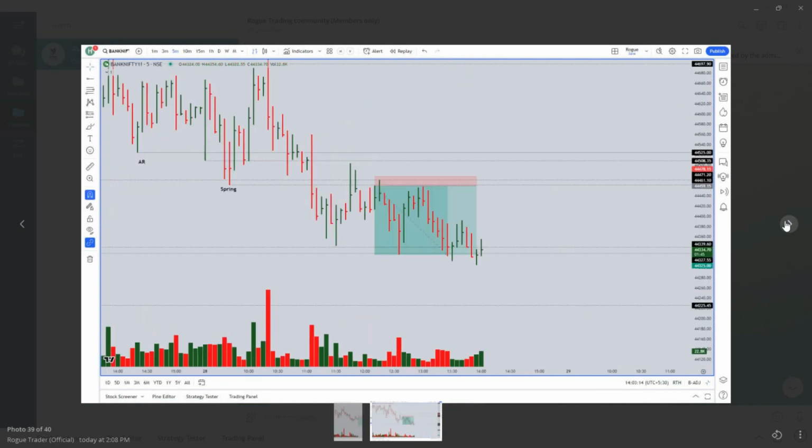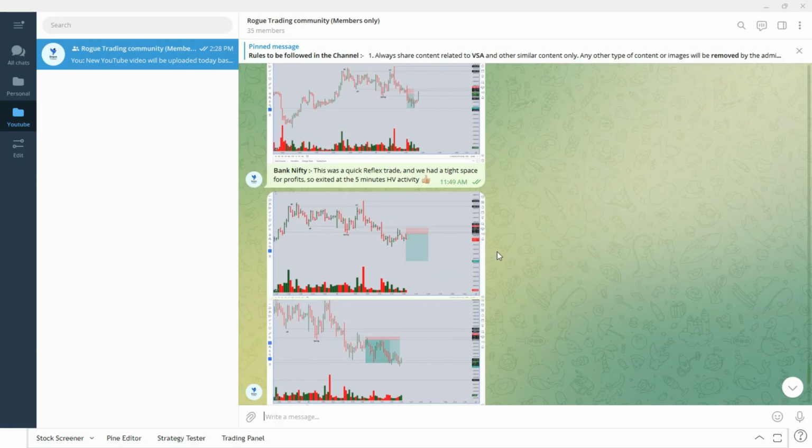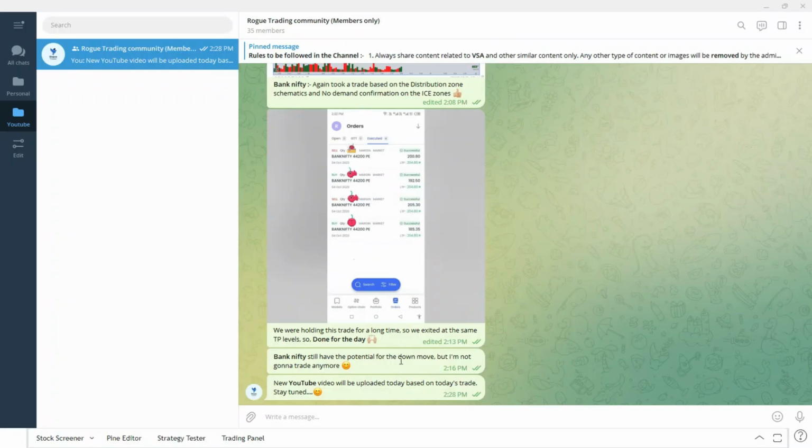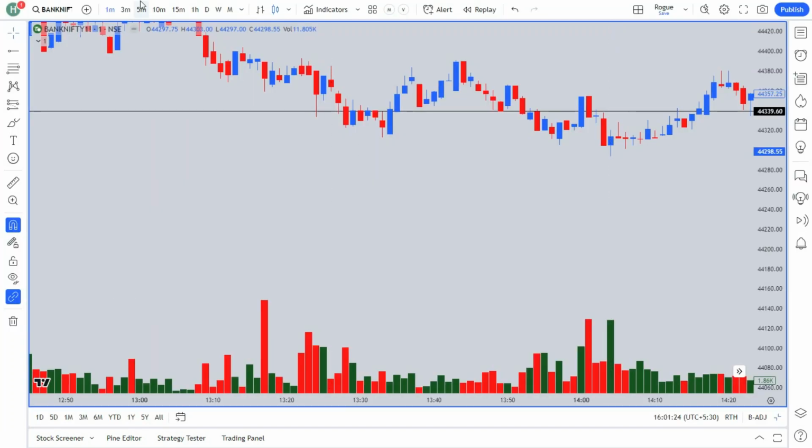I exited the trade around 423. Even after exiting, this was the second trade I took, and immediately I told them Bank Nifty still has the potential to go down, but I'm not going to trade anymore. Let me show you on the chart what happened after that.